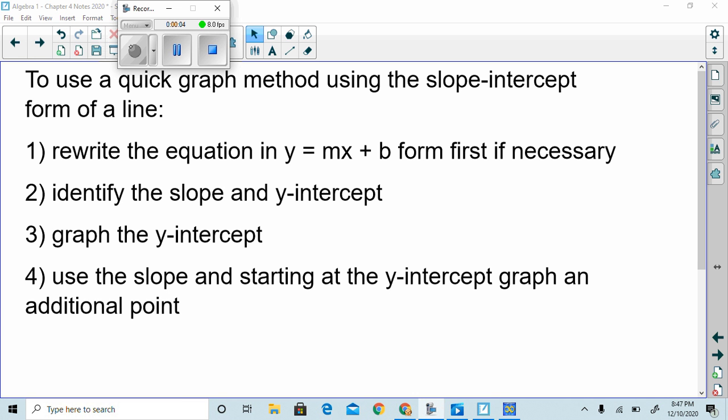Due to technical difficulties, our last lesson didn't go over so well, so we'll try again today. I did want to review the quick graph method using slope-intercept form.